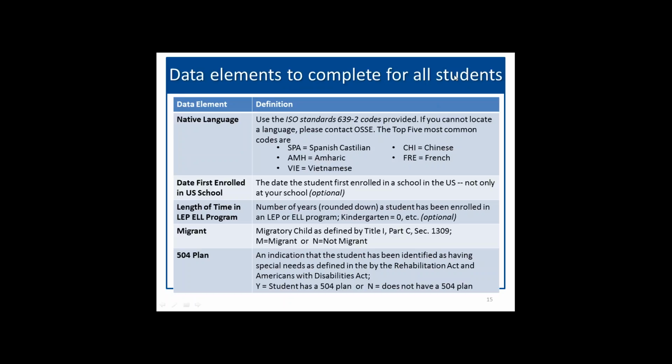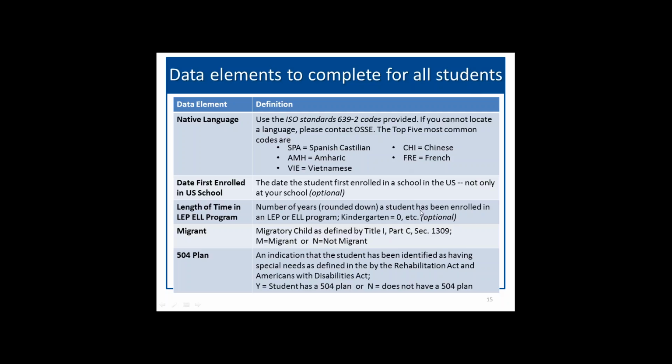So the first one is the native language. This is a required field, and this is a 3-letter code representing the student's native language. So SPA is Spanish, AMH, Amharic, VIE, Vietnamese, and so on. There's a tab in the roster, which I just showed you, that actually lists out pretty much every language you could imagine. The next field, and this is optional, is the date of the student's first enrollment in the U.S. school, not at your school, but in a U.S. school. The next field is the number of years rounded down the student has been enrolled in an EL program.